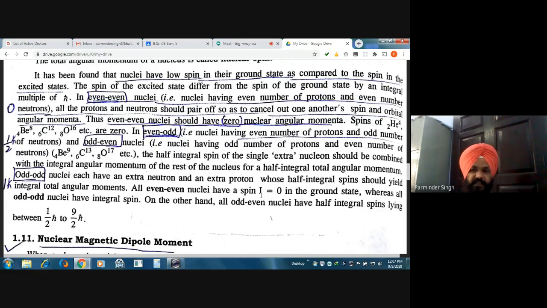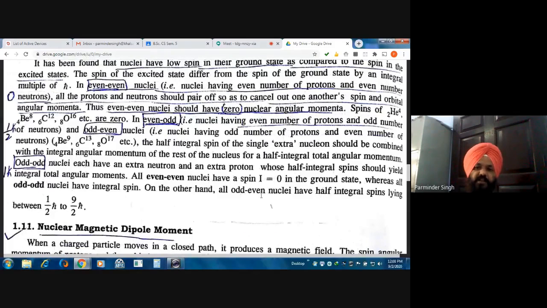So half integral spin is on the proton and half integral spin is on the neutron. So the halves can combine with each other. Half plus half is equal to 1 h cross. So 1 h cross means only an integral spin is present. Total angular momentum is h cross for all these particles having odd nuclei.